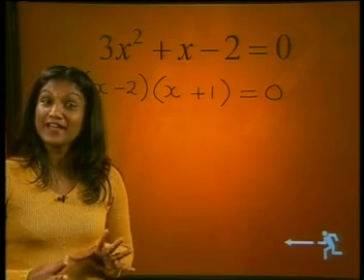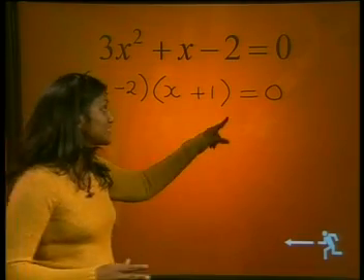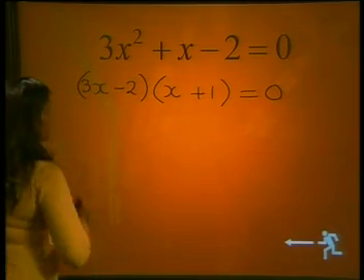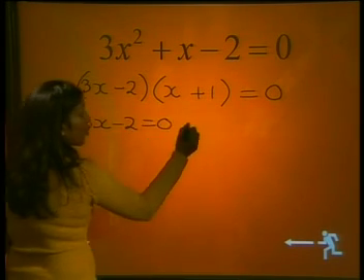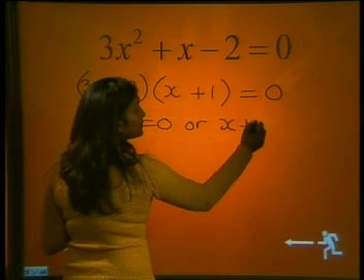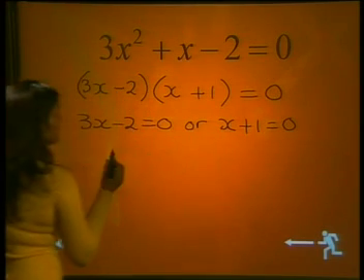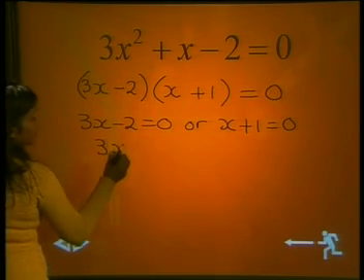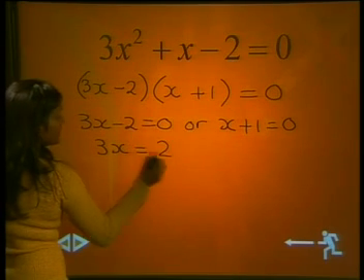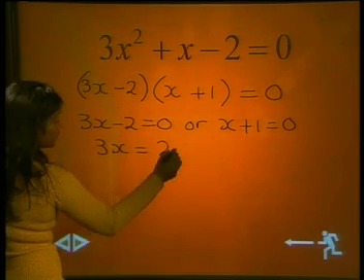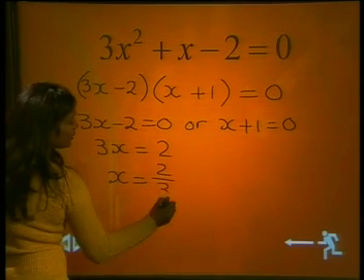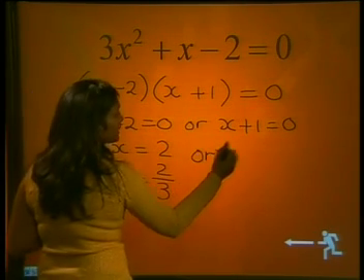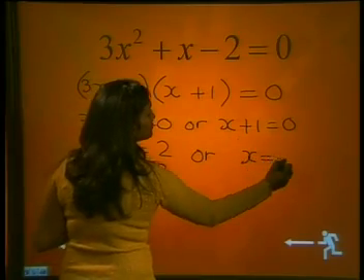Now we have two factors which, when multiplied together, give us 0. So we can write that 3x minus 2 is equal to 0 or x plus 1 is equal to 0. And if we simplify, remember we want to keep x on one side. I take the 2 over. I need to divide by 3 on both sides and I get x is equal to 2 divided by 3 or x is equal to minus 1.